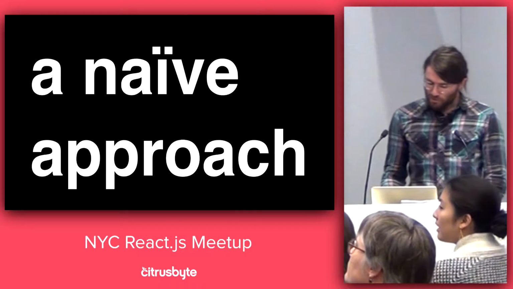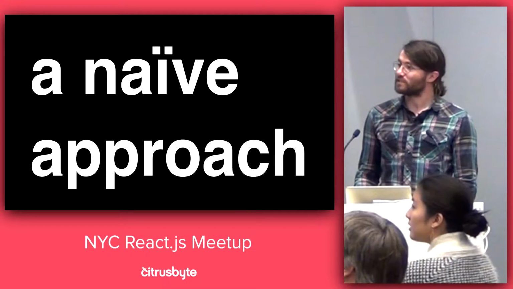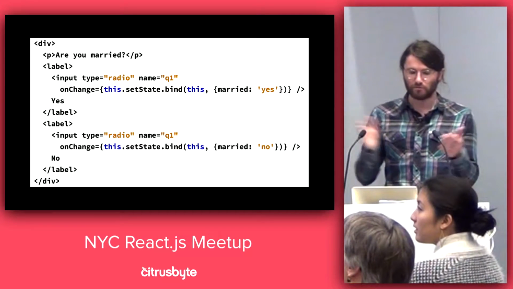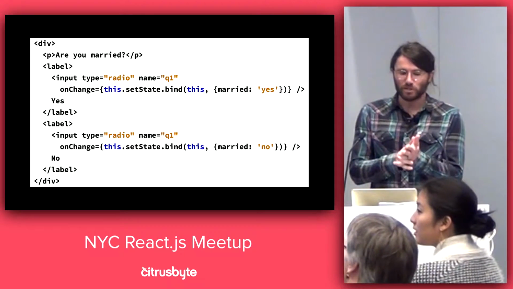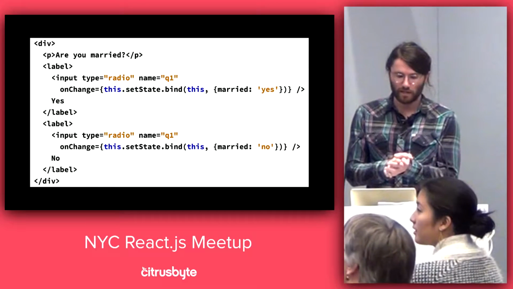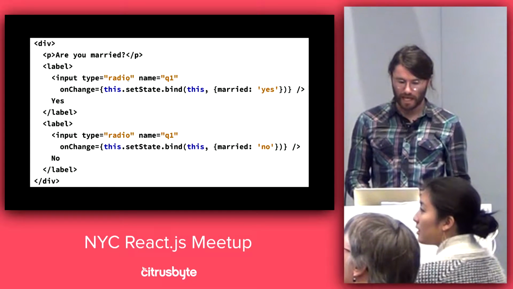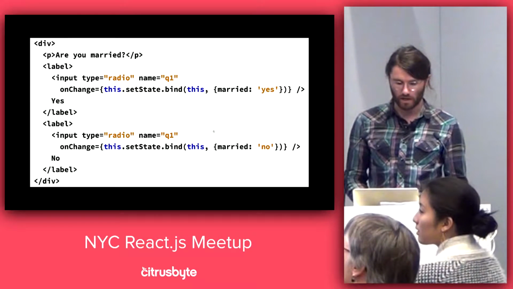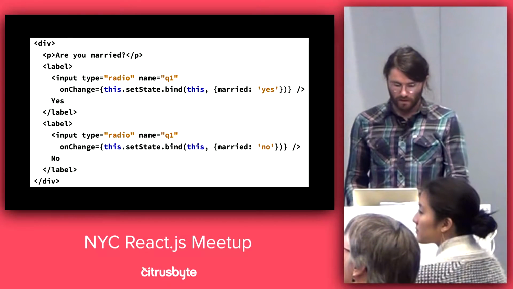So a naive approach to building this is basically a bunch of if statements. So we'll walk through that. And this is how I started out, right? But this first part is easy. You just say, are you married? And then on change, we're going to set the state for this component to married yes or married no. Cool. Then we'll move on.